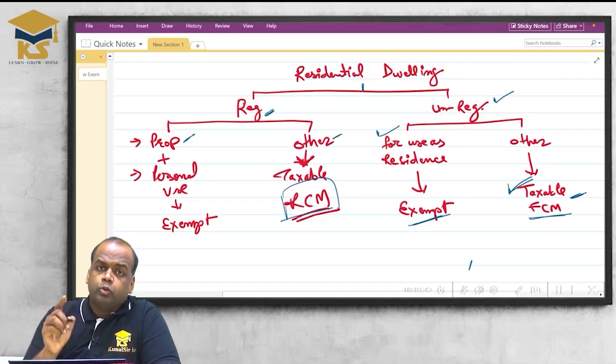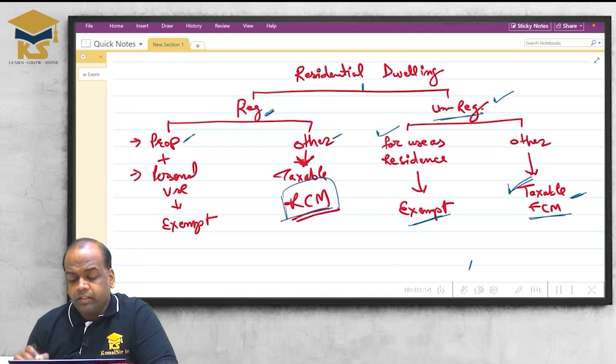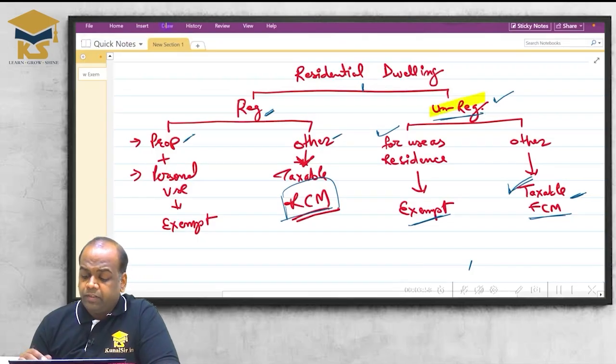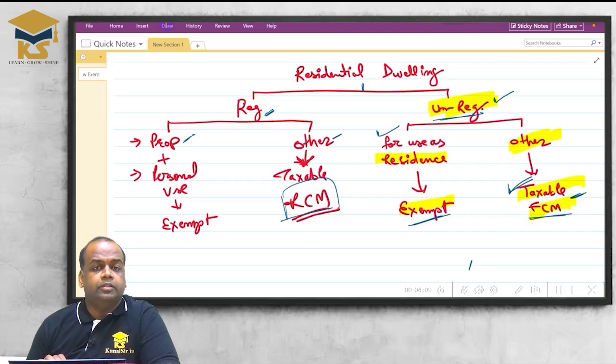Okay, so first you have to check whether the residential property or residential dwelling is given on rent, to whom it is given, registered or unregistered. If it is given to unregistered, then check, is it for the use of residence? Yes, sir, it is for the use of residence, then exempt. Sir, other case, taxable on FCM basis.